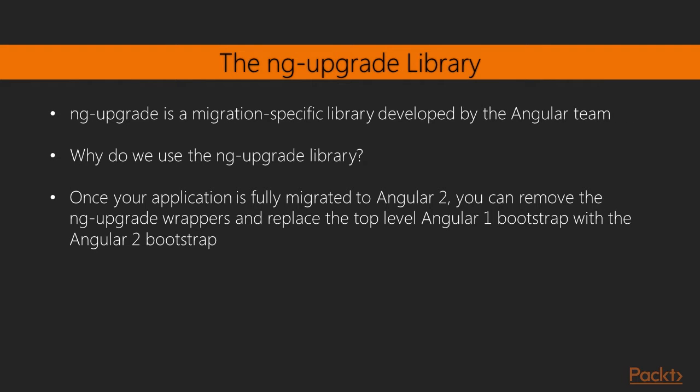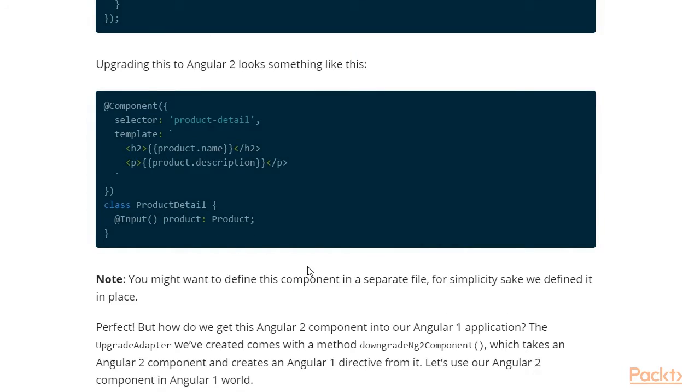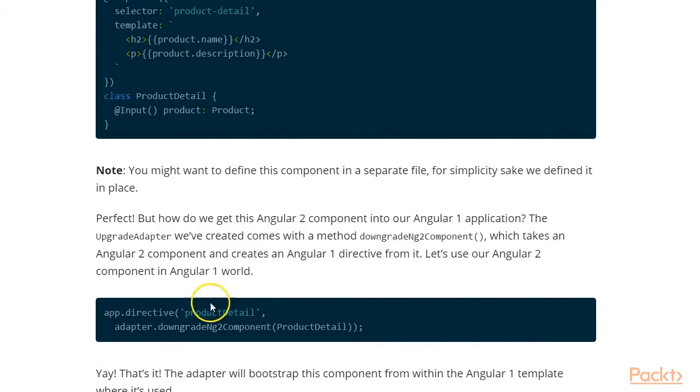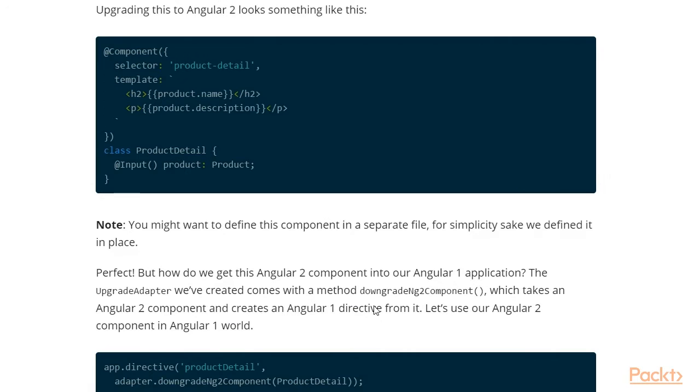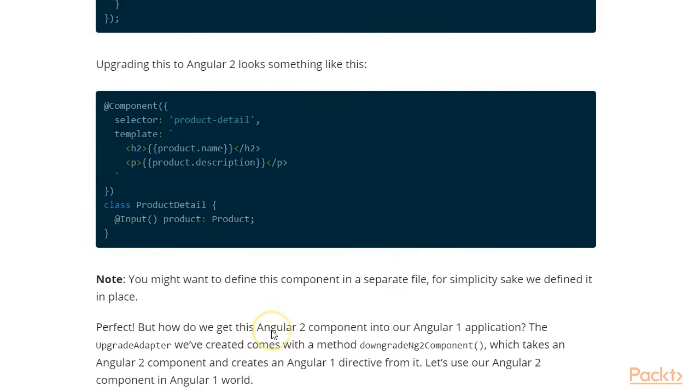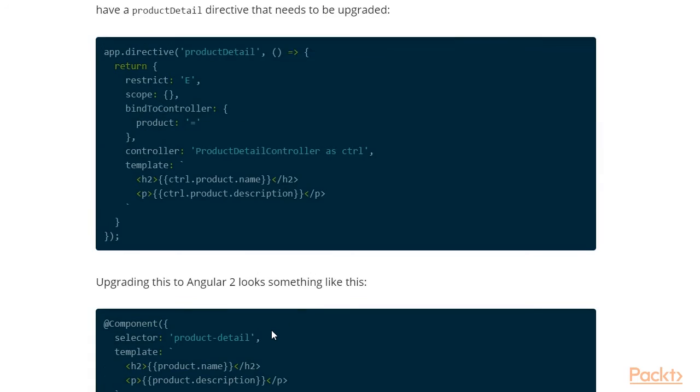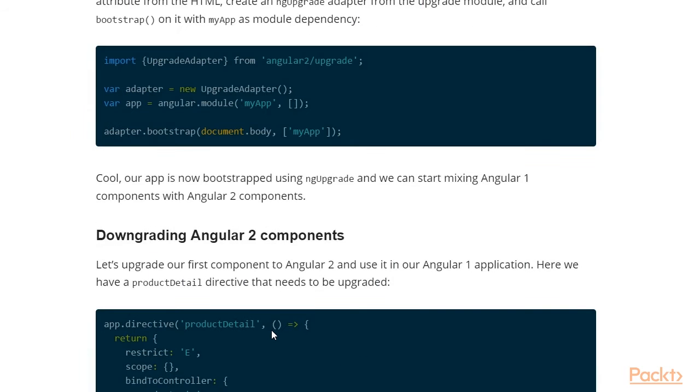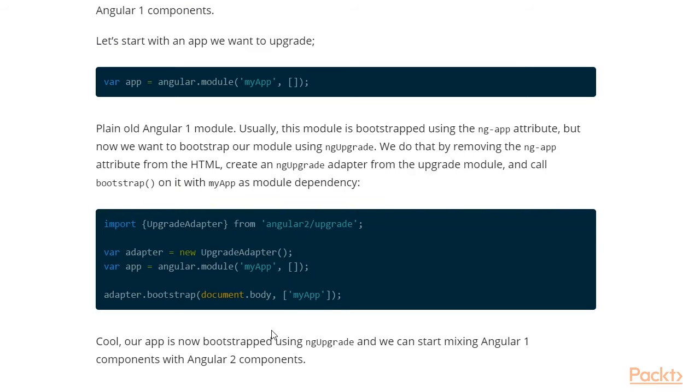This easy migration process is made possible by the ngUpgrade library, which is developed by the Angular team specifically for migration purposes. What ngUpgrade does is it wraps your newly written Angular 2 code into Angular 1 components, as we can see on its directive example here. That way, you use the Angular 1 wrapper directive as long as your application is not fully migrated to Angular 2. Once the migration is complete, you can remove the ngUpgrade wrappers and replace the top-level Angular 1 bootstrap with a brand new Angular 2 bootstrap.